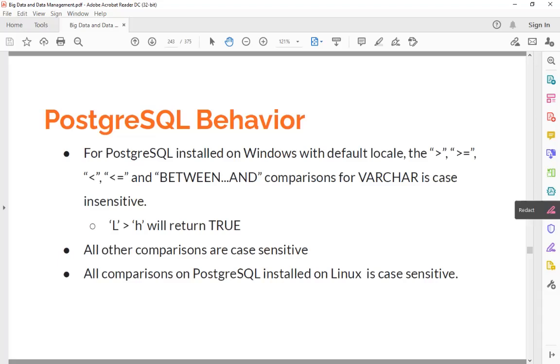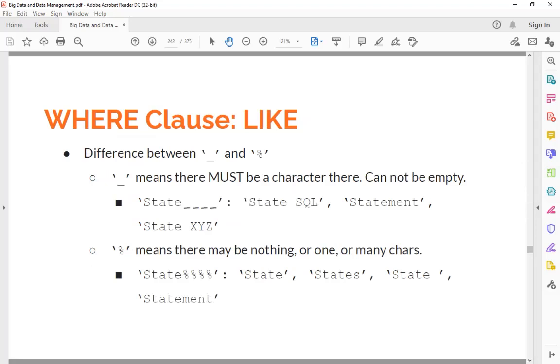And also, one thing to note is underscore. Since we talked about the difference between underscore and percent, I should also mention that underscore is much less used. The reason is the fact that you are doing wildcard matching means you are not sure about what's in the string, right?